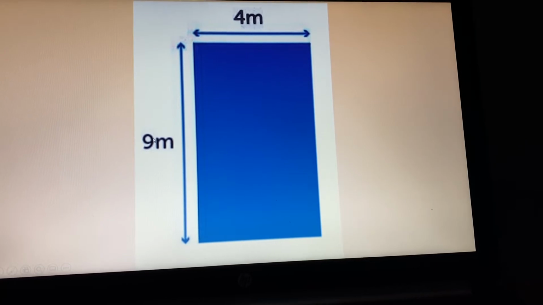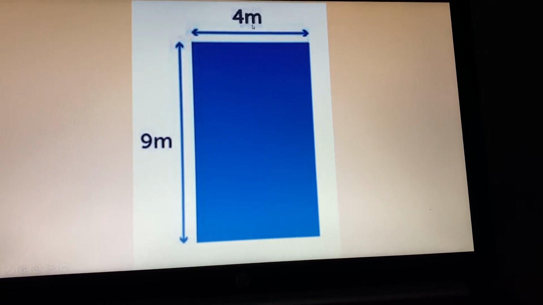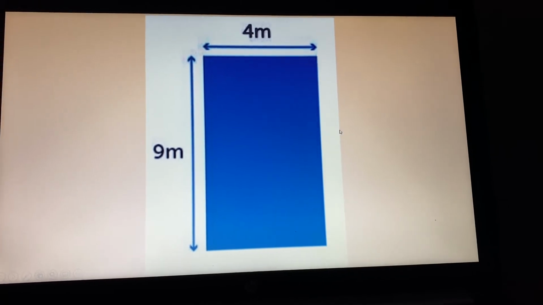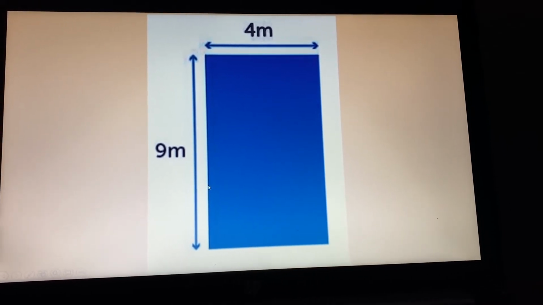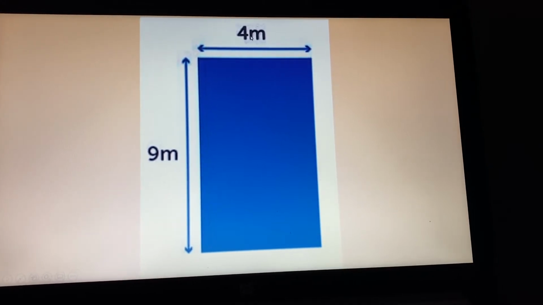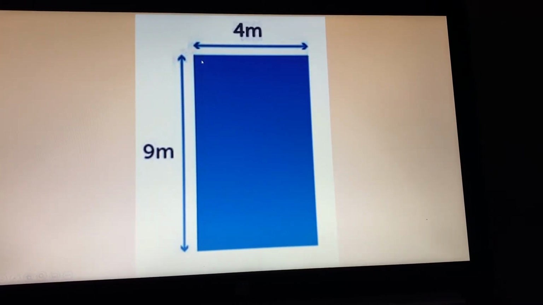I'm going to take the shortcut. I'm going to go 9 plus 4 is 13, and I'm going to double that to get me 26, but this time the answer is 26 metres. So around the outside would be 26 metres, which we should be able to see is different from area, because if it was area, I'd be doing 9 times 4, which isn't 26, it's actually 36.